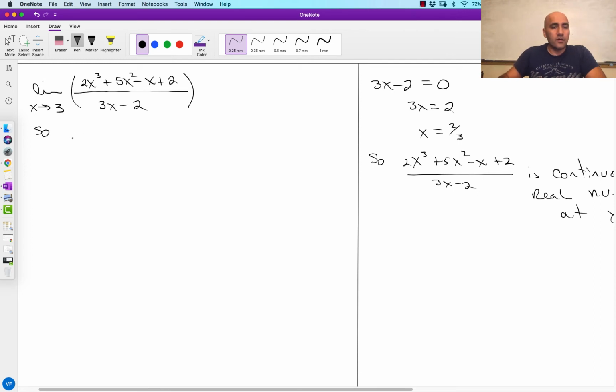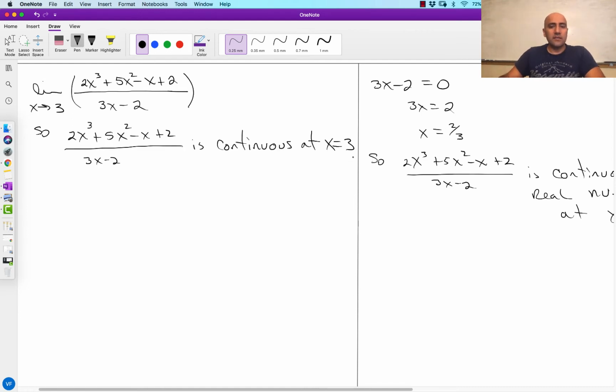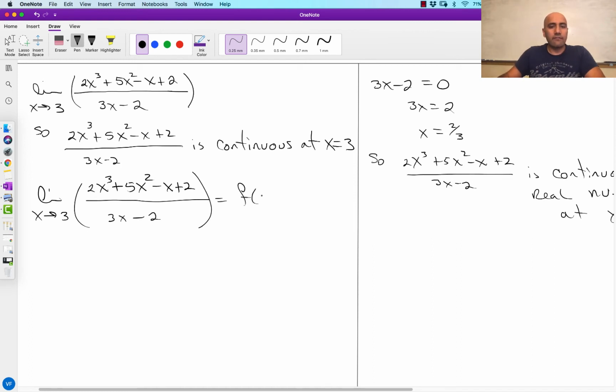So we've established that the function, 2x to the third plus the rest, is continuous at x equals 3. Thus, that means by definition that the limit as x approaches 3 is just going to be equal to f of 3. So this lets us find this limit by just plugging it in.